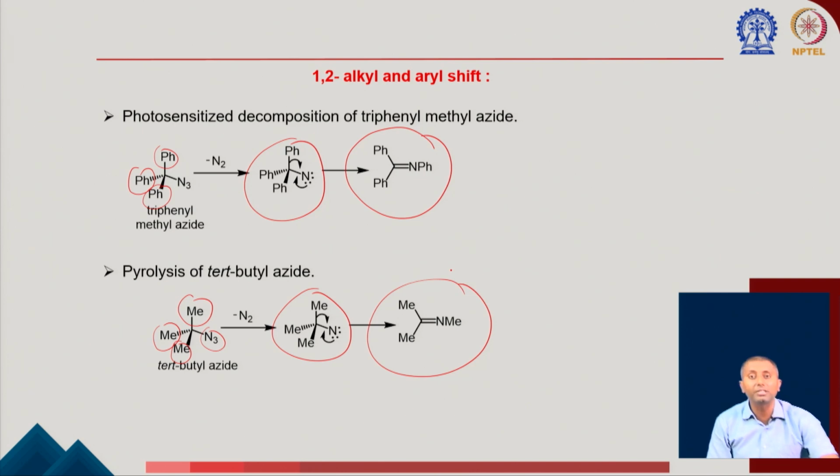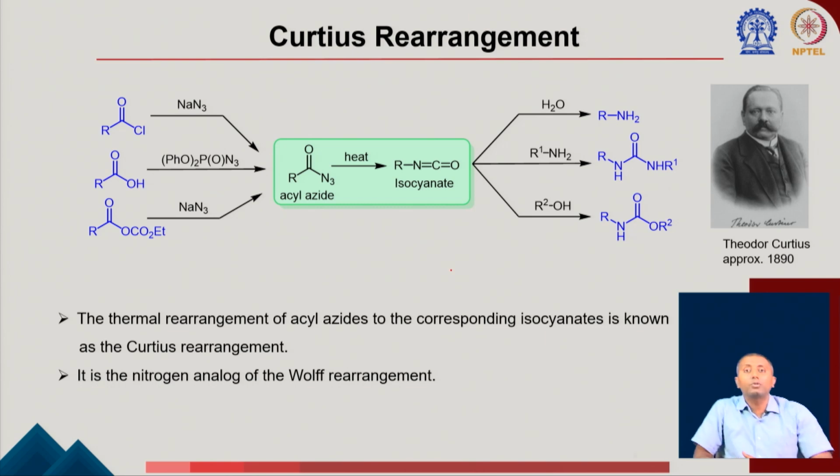But if you have a hydrogen with an alkyl or hydrogen with an aryl, then the shift of the hydrogen will be faster compared to the alkyl or aryl. So now I am going to talk about a very important rearrangement reaction where there is a generation of nitrene species. So that is called the Curtius rearrangement.